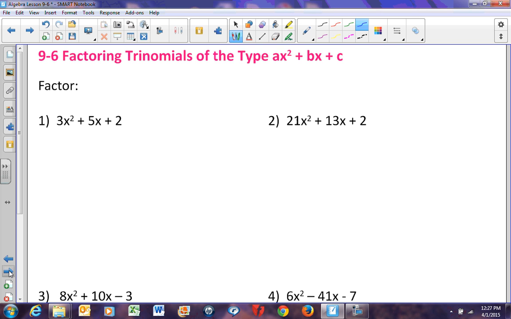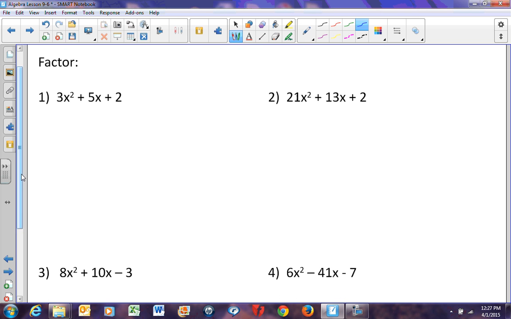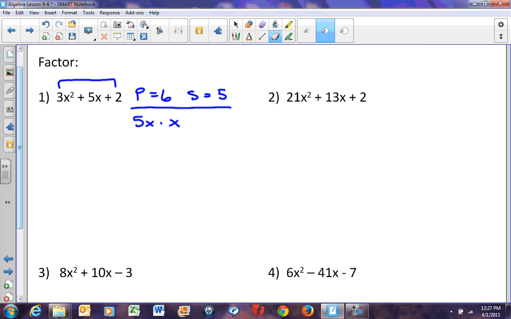Let's factor 3x squared plus 5x plus 2. I need a product of 6 and a sum of 5. So I'm thinking 6 and 1. Oops, 5 and 1 doesn't work, let's change that. 3 and 2 works. Okay, 3x times 2x gives me 6x.